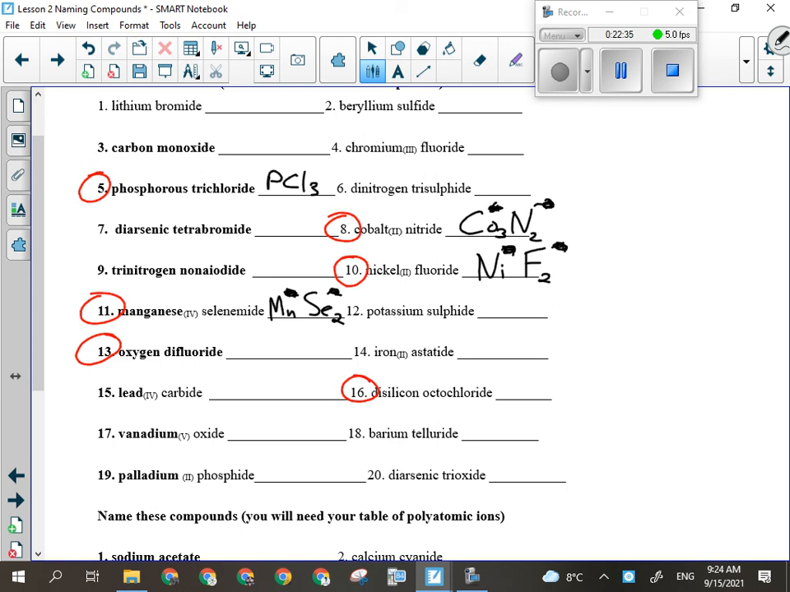And then oxygen difluoride, so molecular compound, 1 oxygen, 2 fluorines. And lastly, disilicon octachloride, so that's Si2Cl8. Do I reduce that one? No. Because it's molecular. With molecular, they tell me the numbers, I stick with the numbers. In ionic, it's the lowest form, because it's about balancing charges. So they go together in the lowest form.